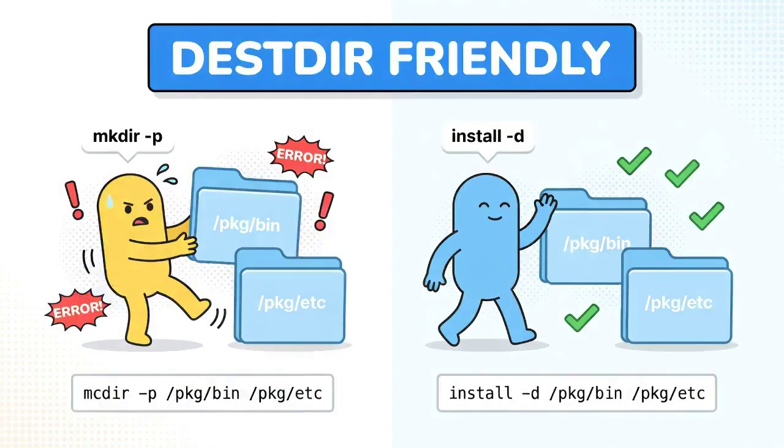For directories, install -D is the packaging-friendly cousin of mkdir. Both create nested directory trees like /package/bin and /package/etc in one call. But install -D plays nicely with DESTDIR-staged installs and silently succeeds on directories that already exist. No error noise cluttering your build log. When you're scripting package creation, that idempotent behavior is gold.